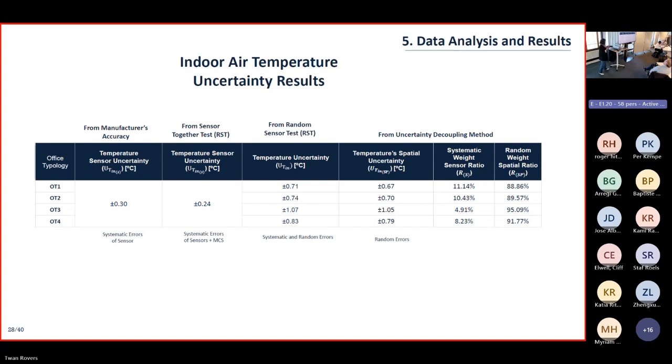the office typology is. For example, office typology 1 and office typology 2 have only a northern facade, and office typology 3 is on the southern facade. And finally, office typology 4, which has different orientations, has these uncertainty estimations. The uncertainty associated with random errors is this value, and here we have the random weight and the systematic weight, when the spatial ratio is greater than the systematic weight.